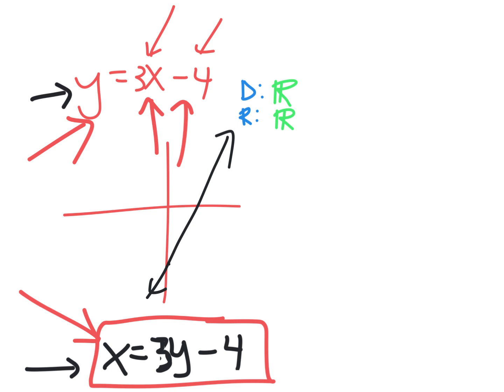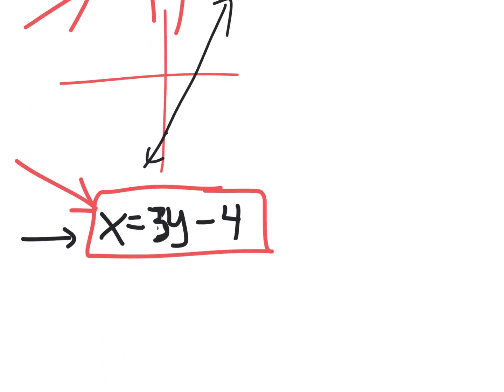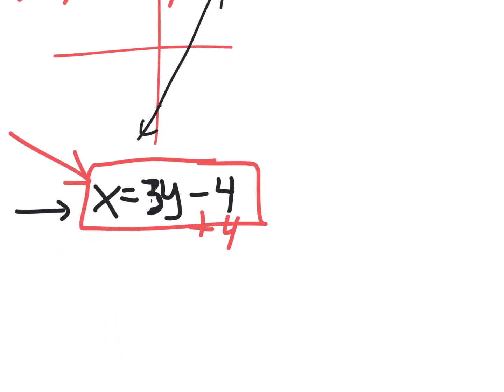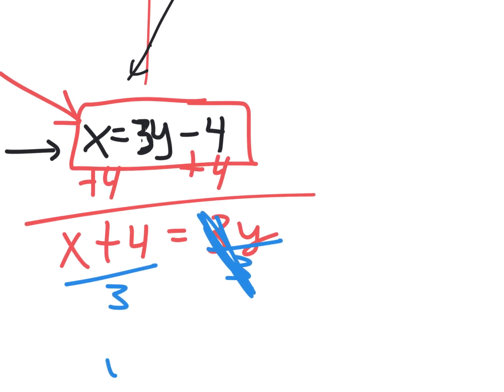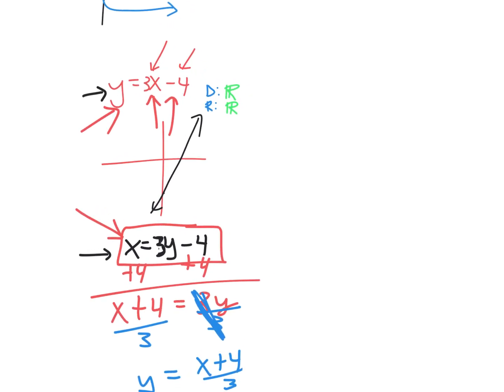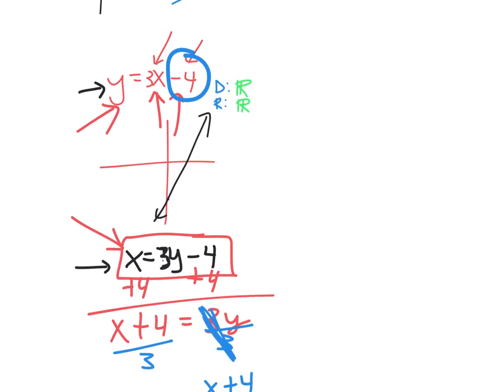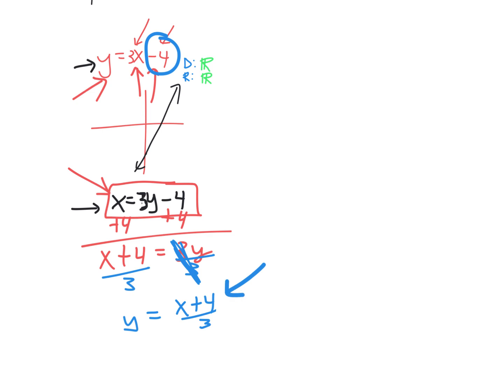Okay. So I've got my original, I've got my inverse, but I have to solve my inverse. And so I'm going to add 4 to both sides. And now I have x plus 4 equals 3y. Now I'm going to divide by 3 on both sides. And now I'm going to rewrite this. Y equals x plus 4 over 3. Didn't I tell you that the minus was going to turn into a plus? And the fact that there's a times 3 here means we're going to use a divide 3 there. See what I mean?